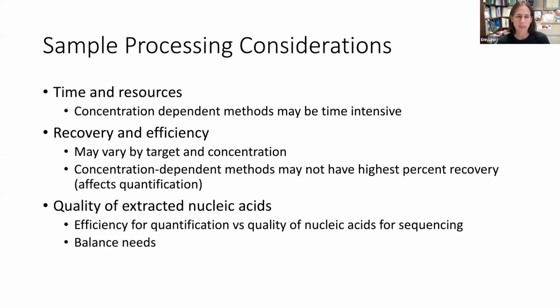And finally, the quality of your extracted nucleic acids. This really comes into efficiency versus quality of nucleic acids for sequencing. Sometimes you can use a pretty basic approach that gets you where you need to go in terms of finding things by qPCR or ddPCR because you're looking for those really tiny fragments. If you're trying to use these for sequencing, though, you have to be a little bit more careful to not shred up your nucleic acids too much. And so that comes to bear as well.